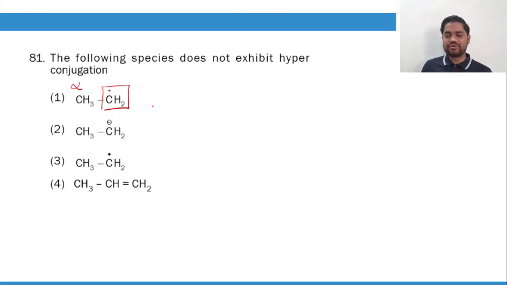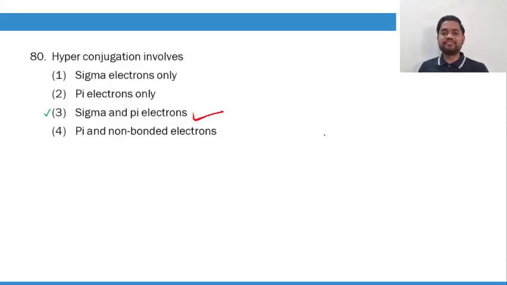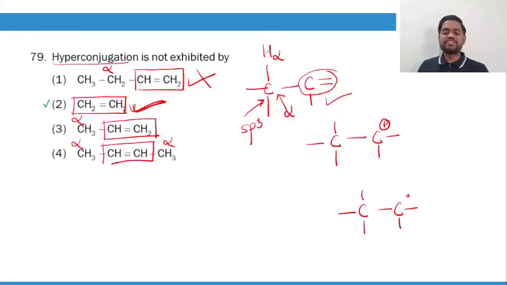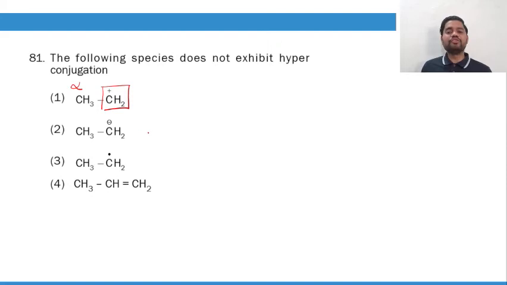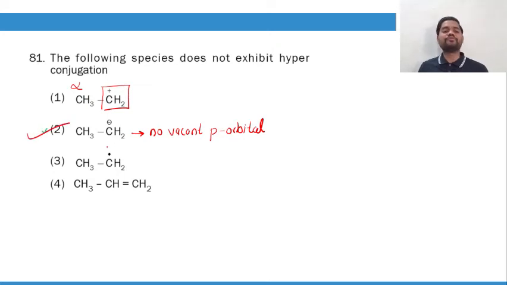Carbanion does not show. Just see this one, guys. We have just discussed over here: either it has to be a pi bond or a carbocation or a free radical. Okay, in carbanion, there is no vacant p orbital. And since there is no vacant p orbital, there is no hyperconjugation, and hence the right answer will be option number 2. 81 is option number 2.